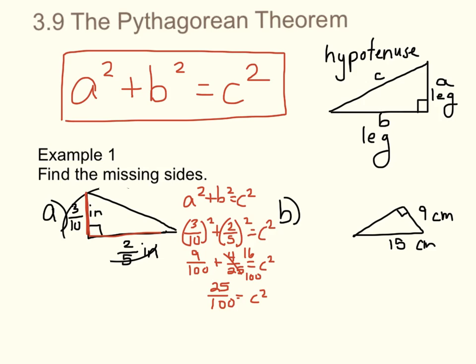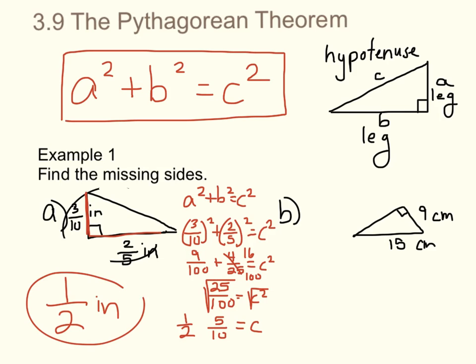Now, you can simplify 25/100ths into 1/4. You can do that. Or, the opposite of squaring something is the square root. So you have to take the square root of both sides, which would give me 5/10, and that would give me an answer of 1/2. But remember, you have to be precise. My answer, then, would be 1/2 inch, and that would be the representation of the longest side, which is C.